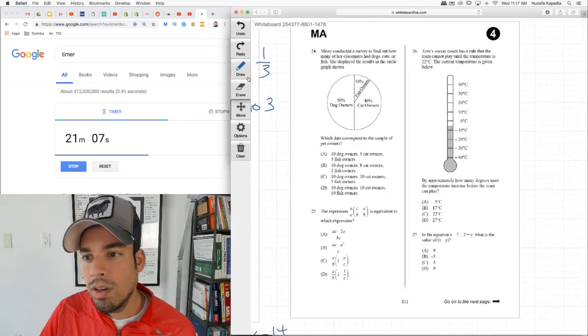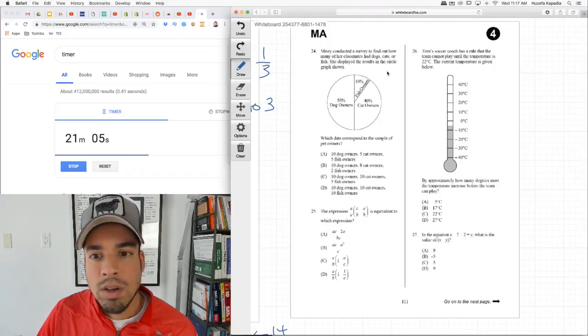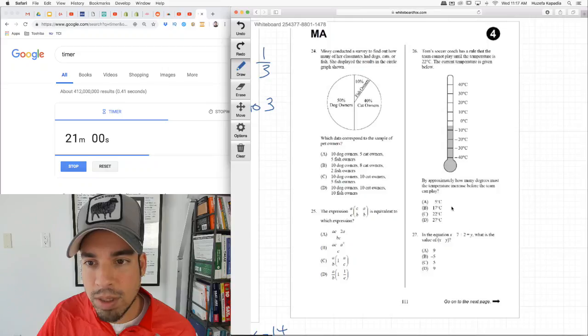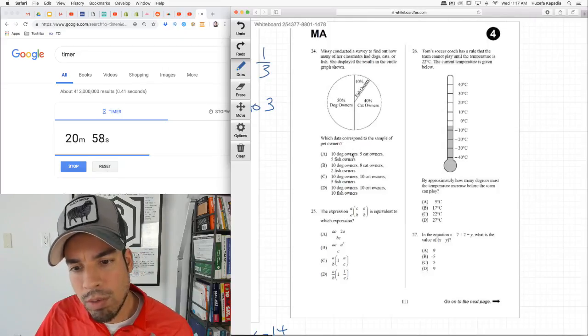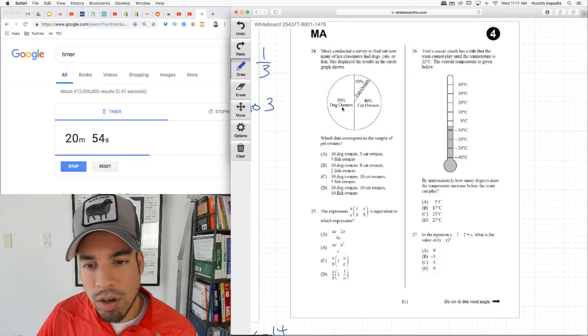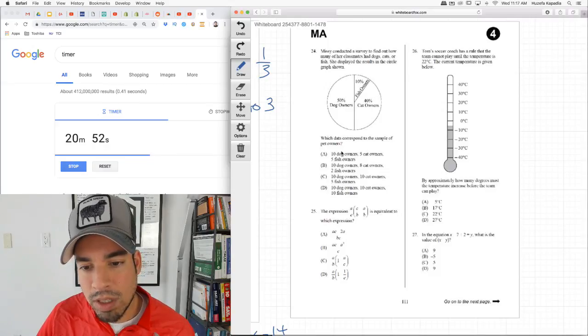24. Missy conducted a survey to find out how many of her classmates had dogs, cats, or fish. She displayed the results in a circle graph. All right, which data corresponds to the sample of pet owners? Now, cat owners 40, dog owners 50, fish owners 10. So let's see, dog owners 10, cat 5.